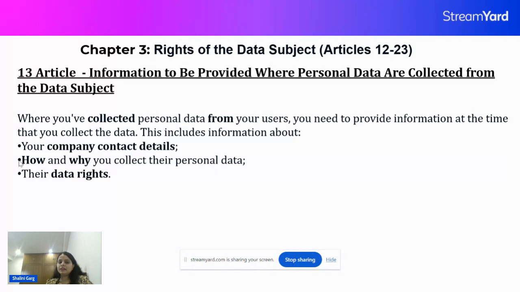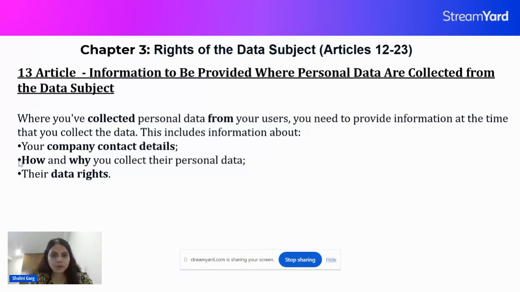Moving towards Article 15. Articles 13 and 14 are similar, one being direct and the other indirect collection. Now Article 15 basically says right of access by the data subject. Data subject means me. Just take the example that the data subject is Shalini. I have the right to know whether my data is being processed, where it is being processed, and whether I have access to my data and how I can access it.